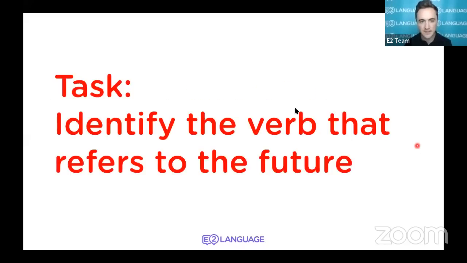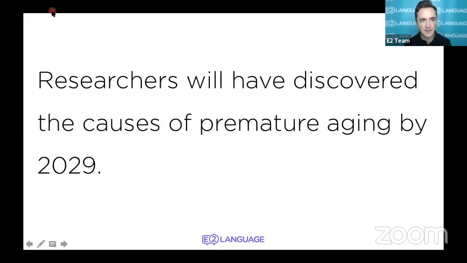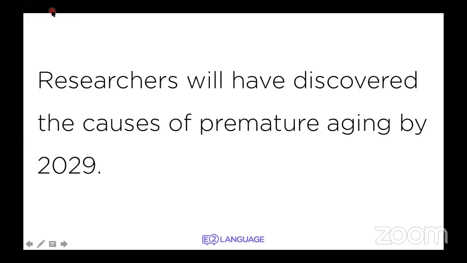Next one, identify the verb that refers to the future. This one may have three parts. Just a little tip. Three parts, Shavani. Three parts, Antrikesh and Kawaljeet. Three parts, not two parts. The last one had two parts. Nope, there's only one.